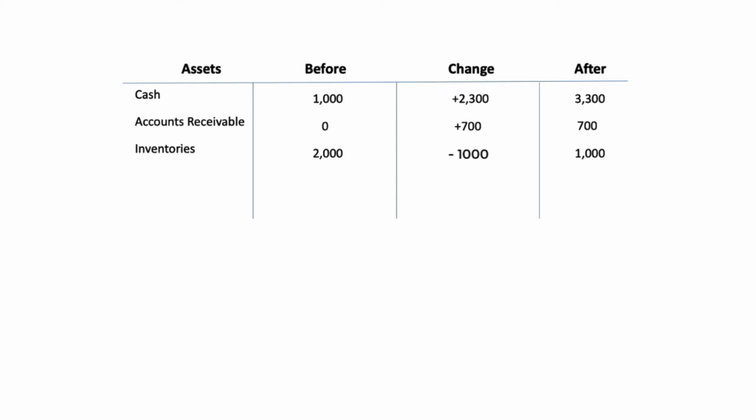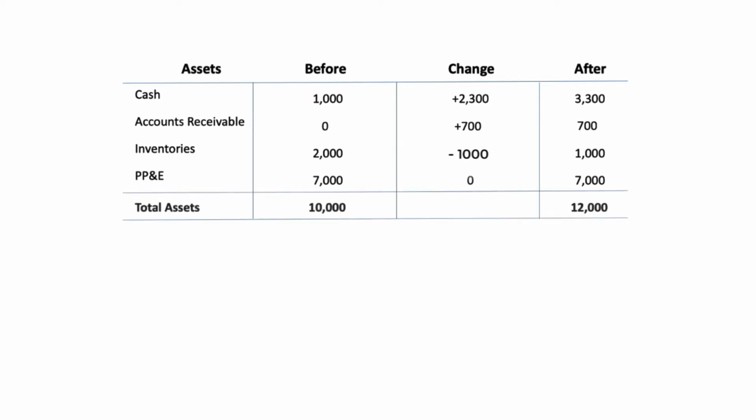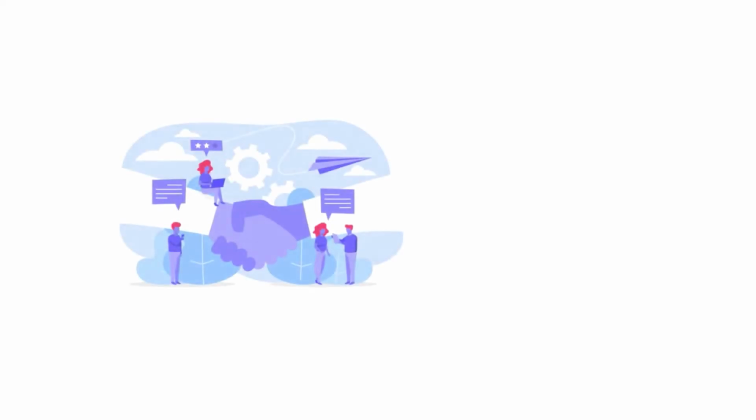On the inventory side, we started with 2,000. 1,000 worth of inventory is used. We are left with 1,000 now. Plant, property and equipment, we started with 7,000. There is no change. We are left with 7,000. So the total asset now is 12,000. So our business is doing very well.